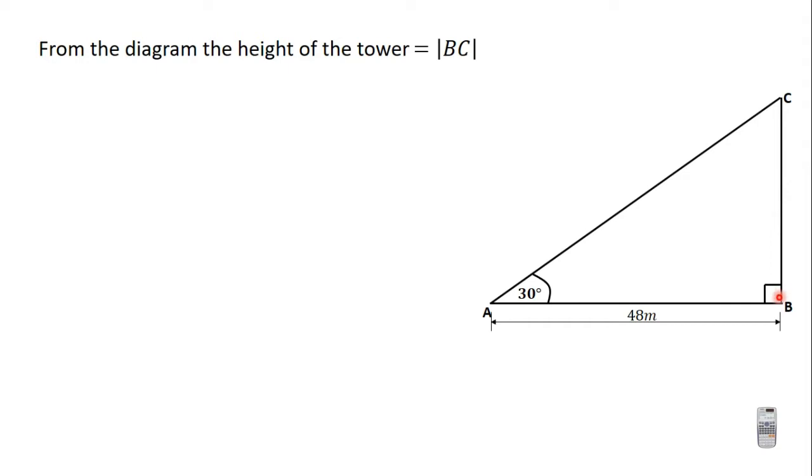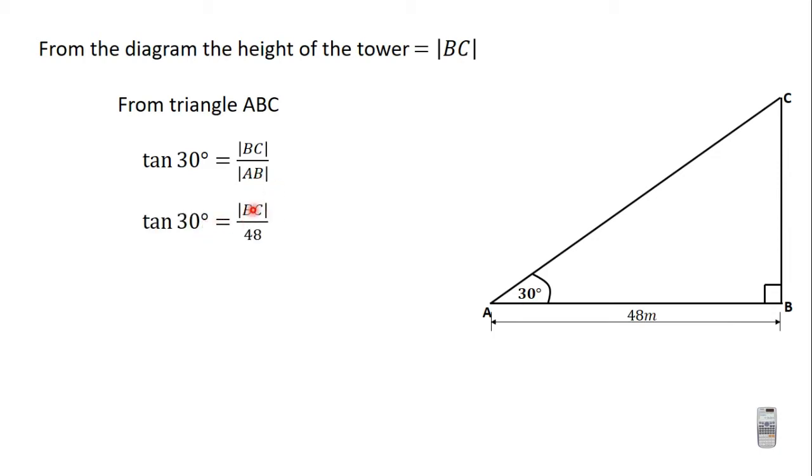As I said, BC is opposite to 30 degrees. AB is adjacent to 30 degrees. So we have opposite and we have adjacent. We can use the trigonometric ratio tan to find the value of the length BC. So from the diagram, we can see that tan 30 degrees is equal to opposite, which is the length BC, divided by adjacent, which is the length AB. So tan 30 degrees is equal to BC divided by AB is 45 meters, so 45.